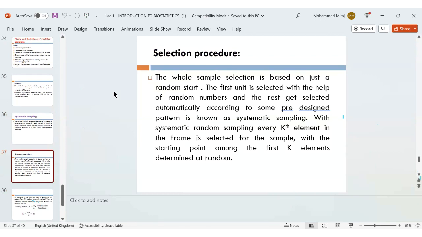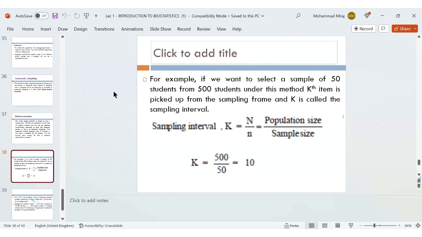So every fifth person, every 10th person I am taking from that group. This is known as systematic sampling. Usually you allocate a number to every fifth person, 10th person, 21st person, and accordingly you can get an easy representation from that population.